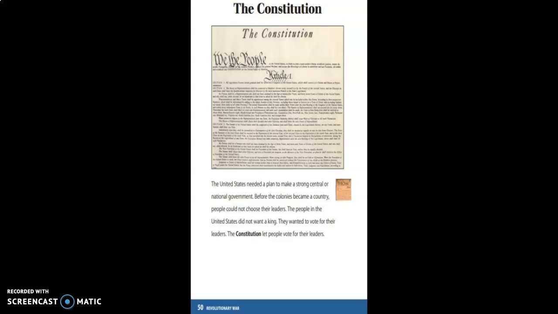The United States needed a plan to make a strong central and national government. Before the colonies became a country, people could not choose their leaders. The people in the United States did not want a king. They wanted to vote for their leaders. The Constitution let people vote for their leaders.